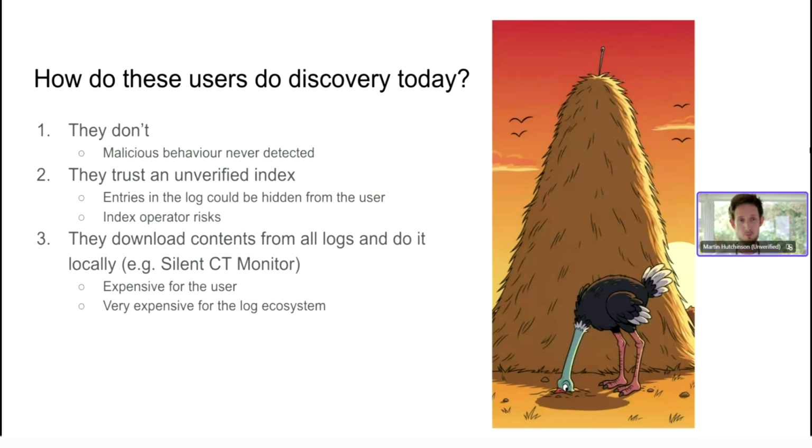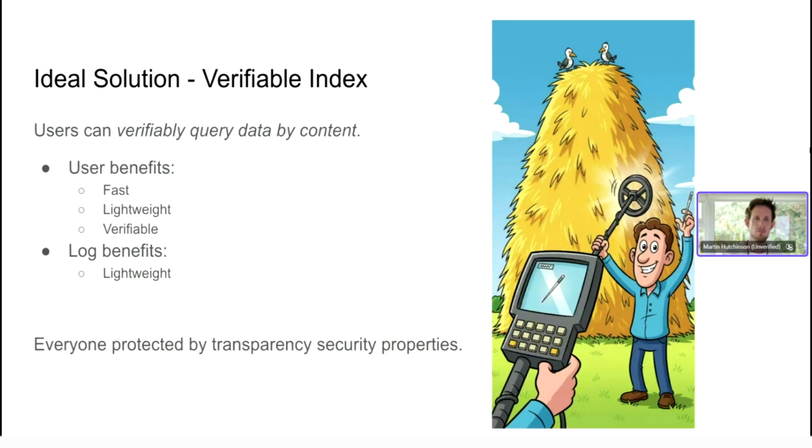But what if we could get the best of both of these worlds, right? We could get the benefits of the index, but we could get the verified parts, and maybe we could call it a verifiable index. And so we can, and that's what we've called it. And the users can basically get fast lookups that are lightweight. They just get the contents that they've asked for, and it's verifiable all the way to their machine.